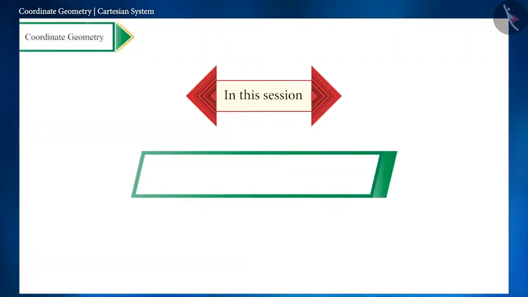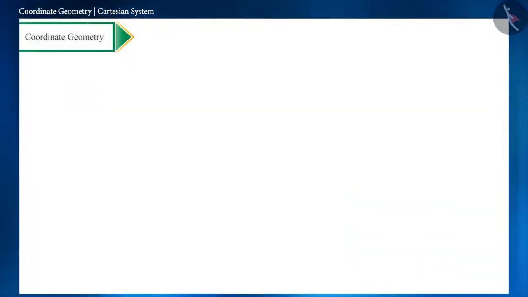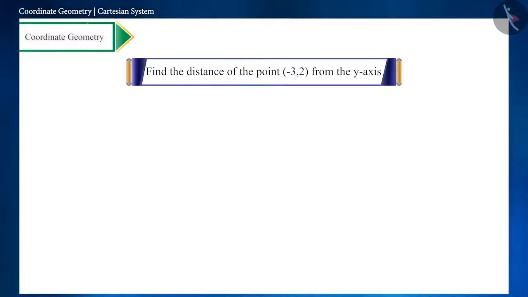Today we'll discuss some facts related to the Cartesian system. So let's look at this question. Find the distance of the point -3, 2 from the y-axis.